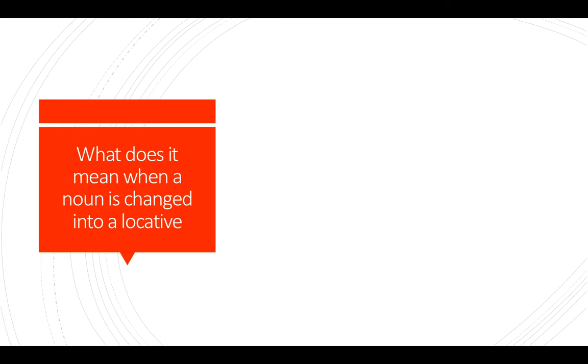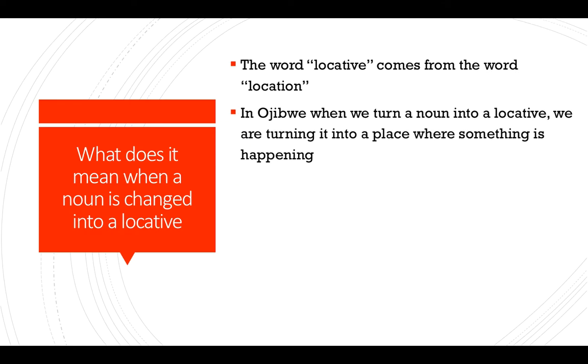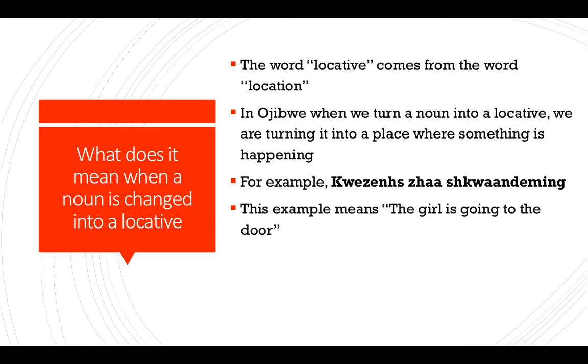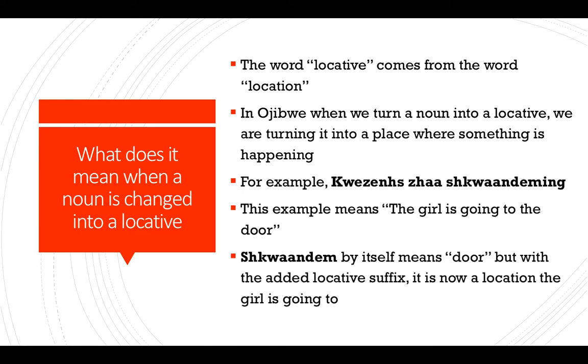What does it mean when a noun is changed into a locative? The word locative comes from the word location. In Ojibwe, when we turn a noun into a locative, we are turning it into a place where something is happening. For example, kwezes ja shkwandeming. This example means the girl is going to the door. Shkwandem by itself means door, but with the added locative suffix, it is now a location the girl is going to.